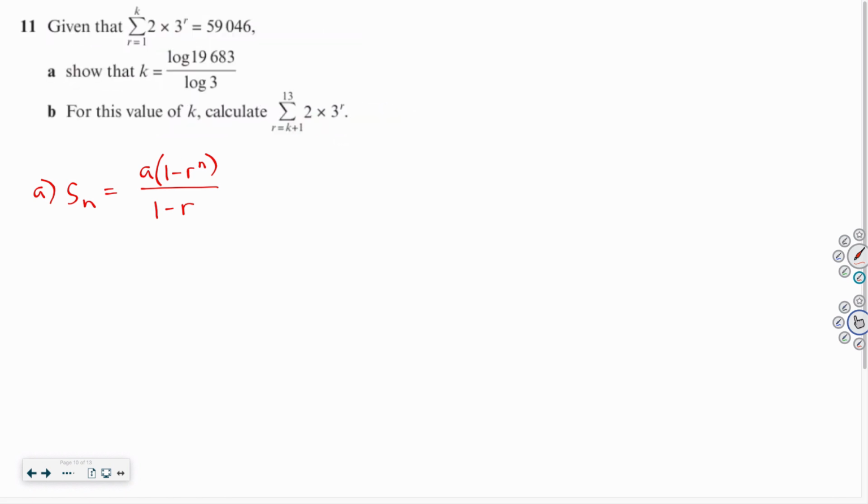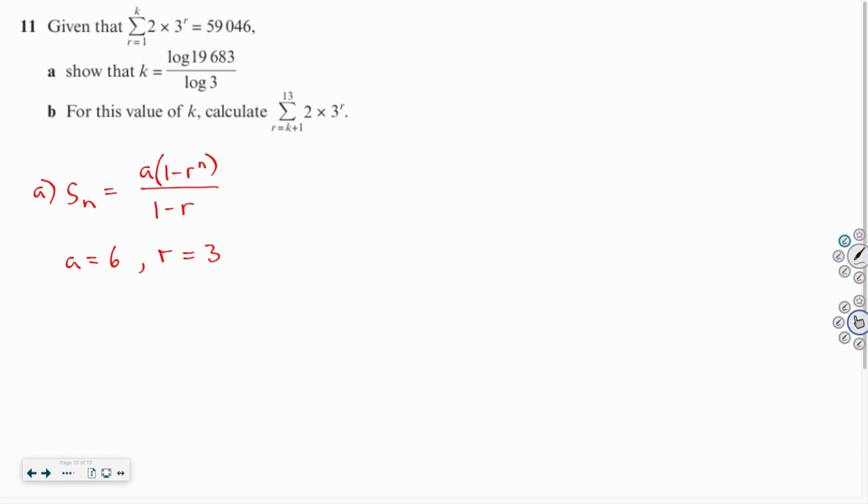So we can say that our first term is going to be when we put 1 in, which is going to be 6, because 2 times 3 to the 1 is 6. And our ratio that we're going up by each time is going to be 3, as we're timesing by 1 more 3 each time that we increase our number of terms.